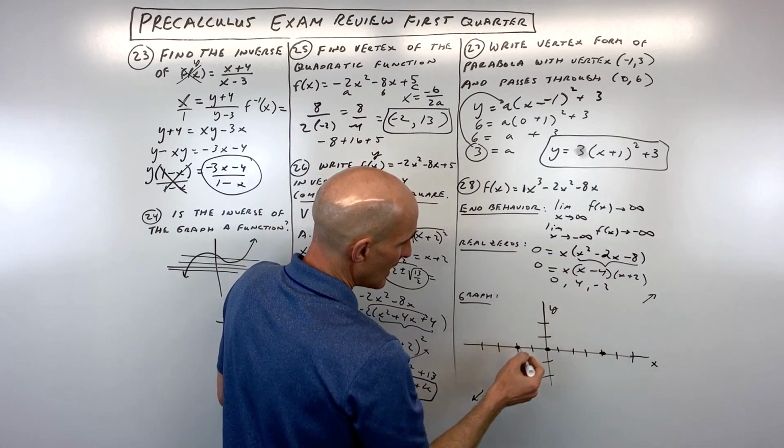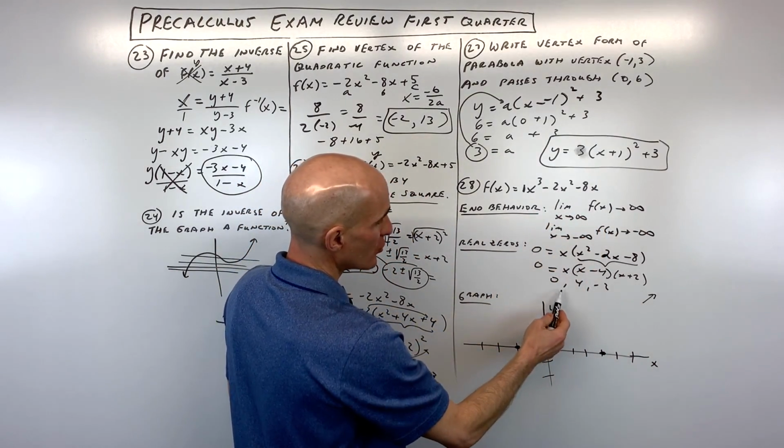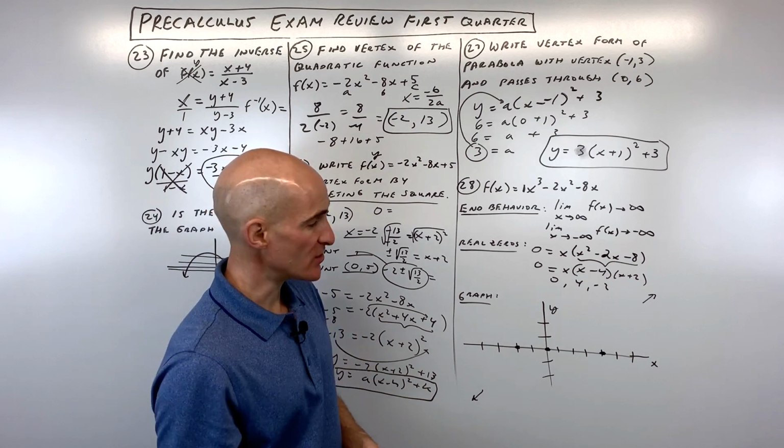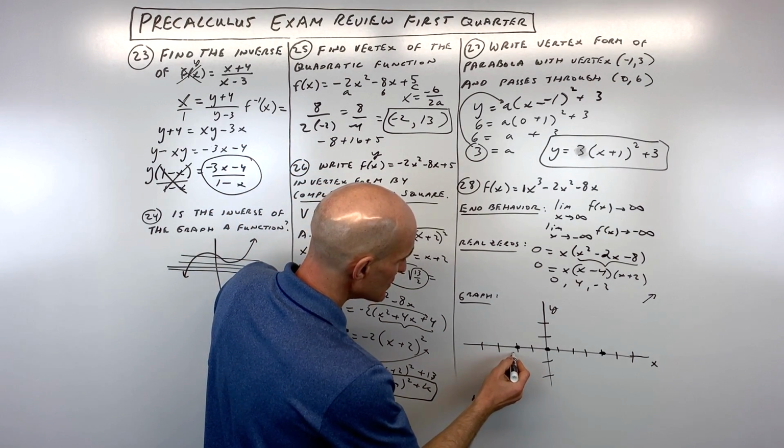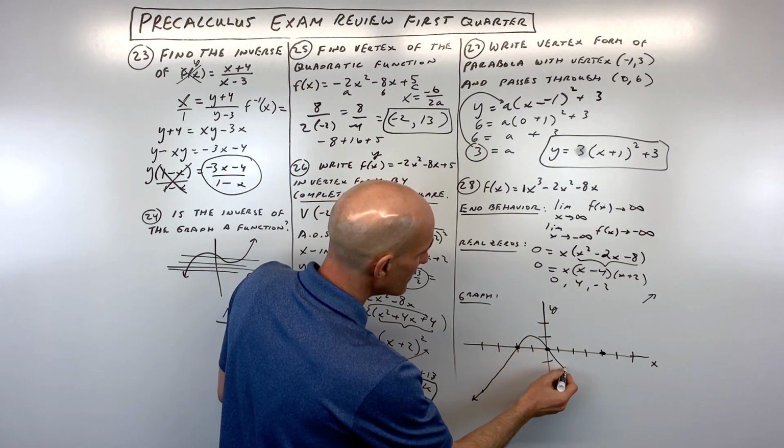And we already got our end behavior. You can see these zeros are just occurring once. There's no double zeros or triple zeros. So when we graph it, it's just going to go right through these points, something like this.